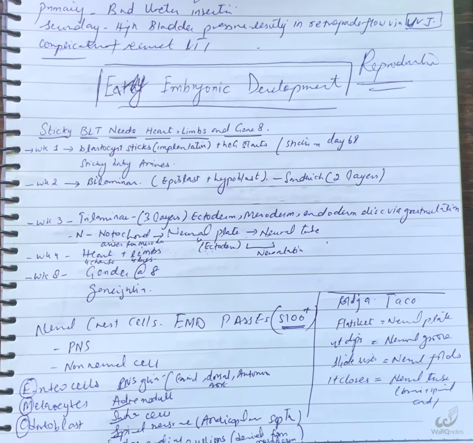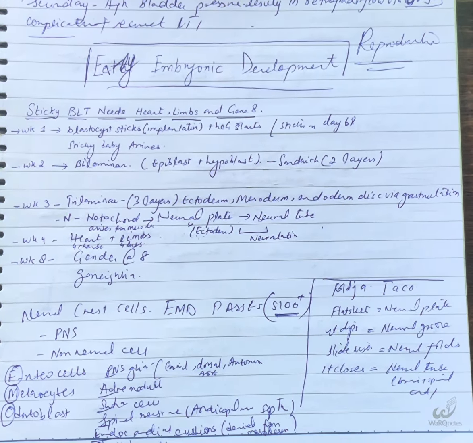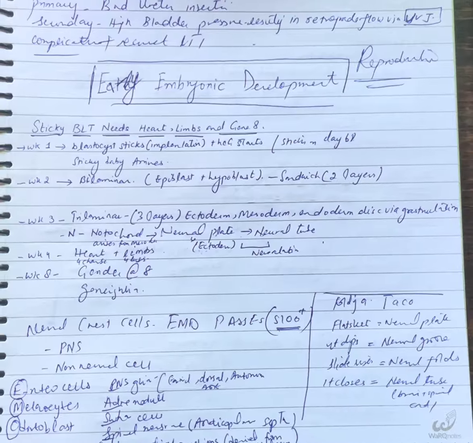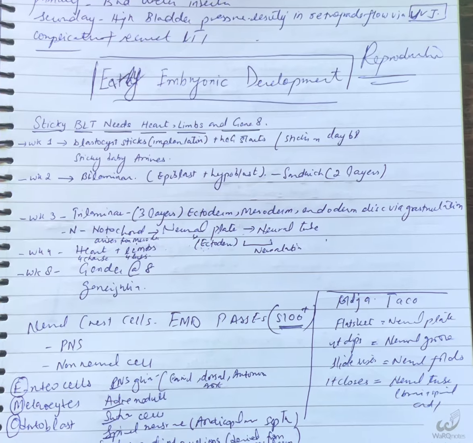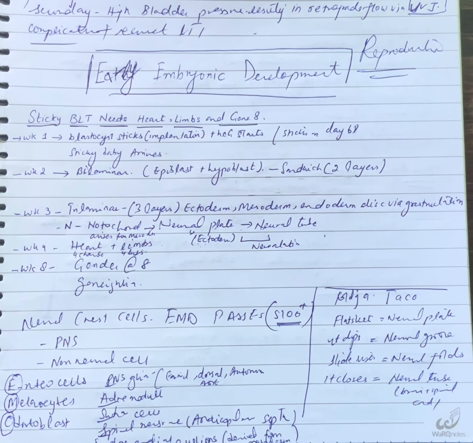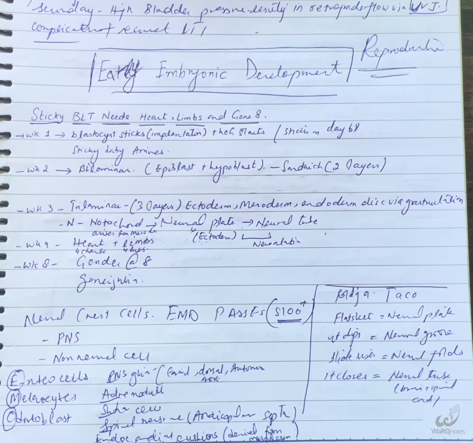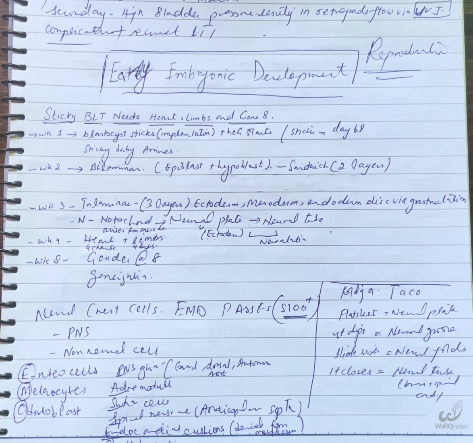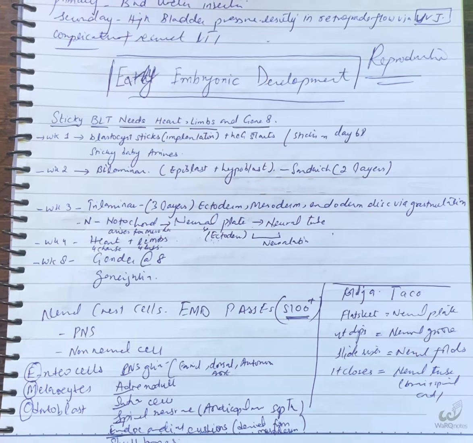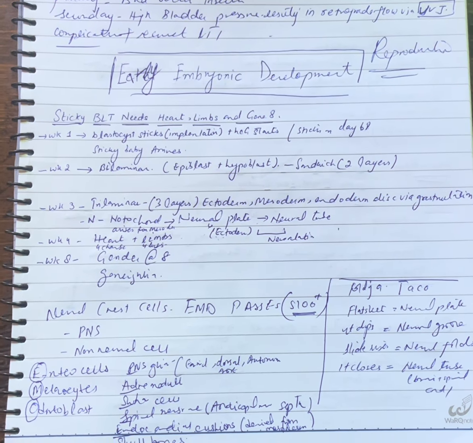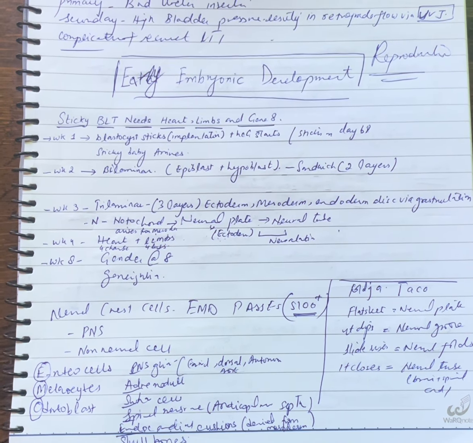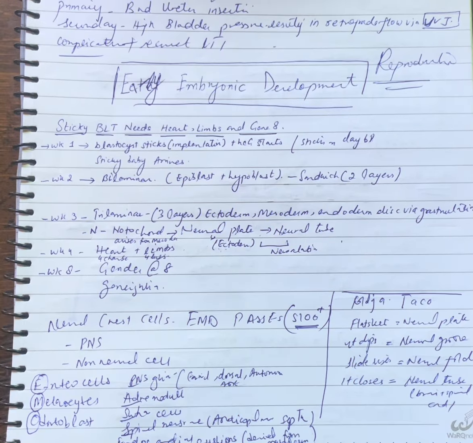Okay, so today's topic is reproductive embryology. In order to remember the early embryonic development, the mnemonic is: sticky BLT needs heart, limbs, and gene 8. If we talk about week 1, there is development of the blastocyst.